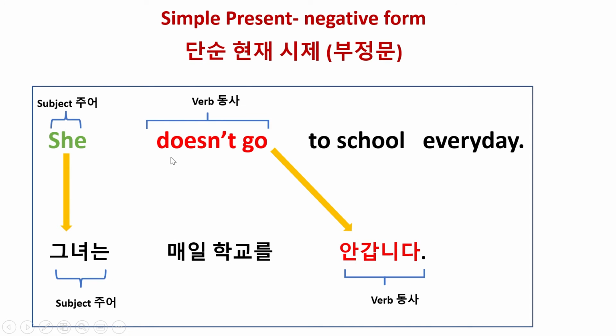Now, if the subject is she, he, or it, it is different. We say she doesn't go to school every day. Be careful. Instead of don't, we use doesn't. And here we say go, not goes. So, she doesn't go to school every day. 그녀는 매일 학교를 안 갑니다. So, we add an at the beginning and before the verb, same as English, doesn't, and then our verb.